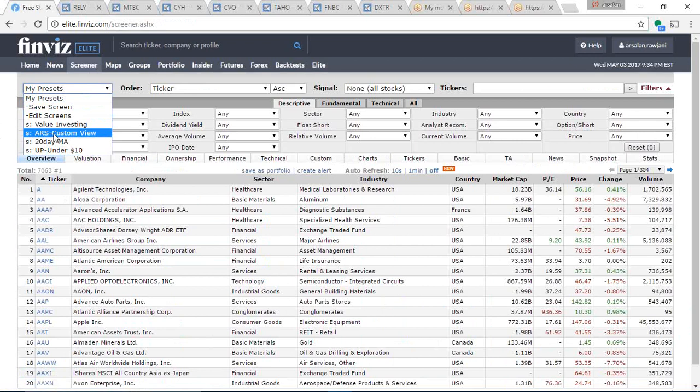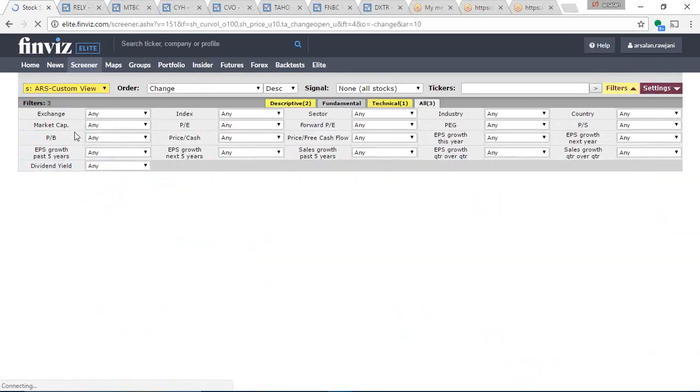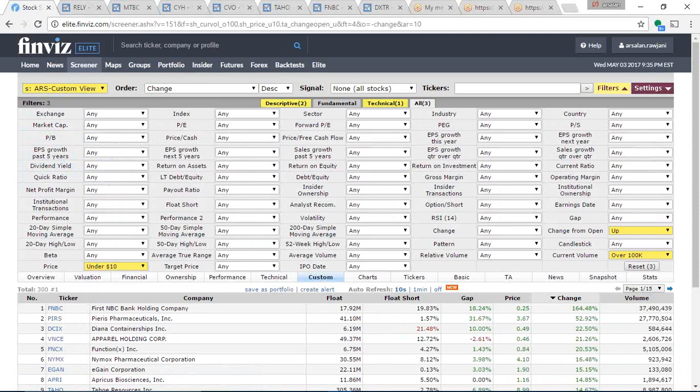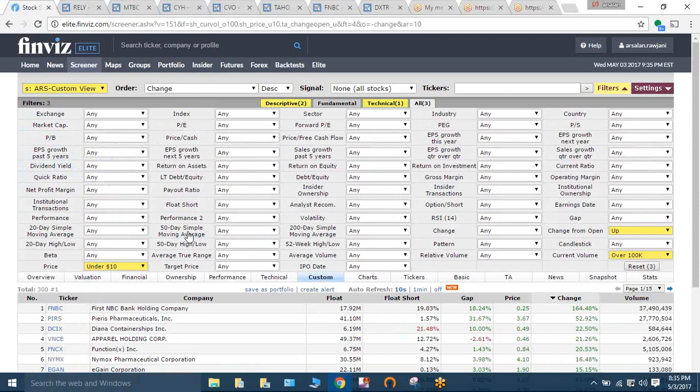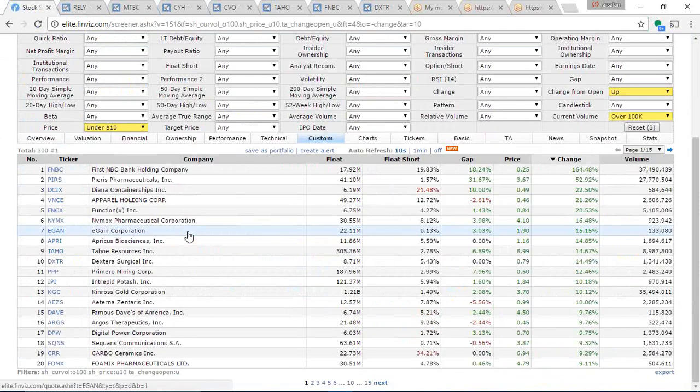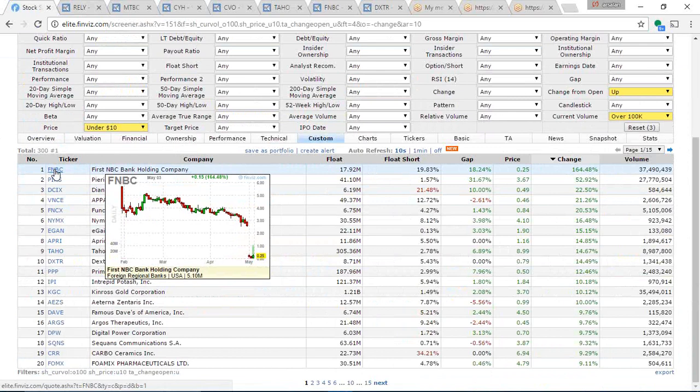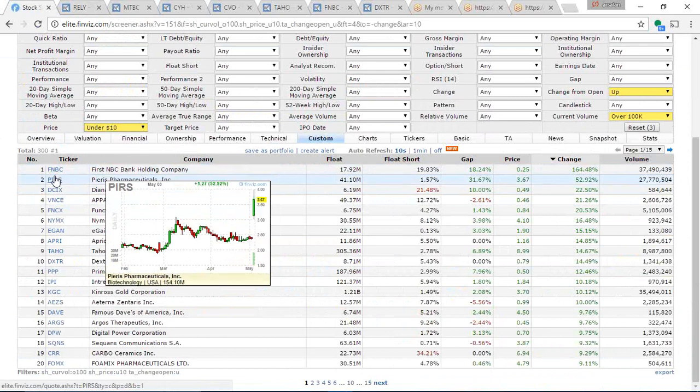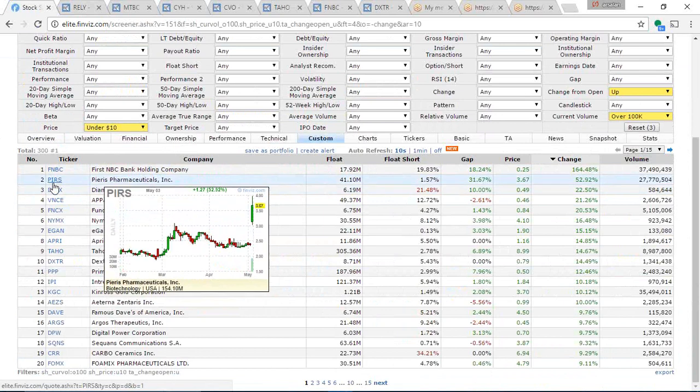Basically, if you go under Screener and go to ERS Custom View, this is what you get. Now, I know we're used to having the charts and the news and stuff like that. This way, you get the symbols right away. When you hover over, you can get a snapshot of what the chart looks like, and you can click and get the news and stuff like that.